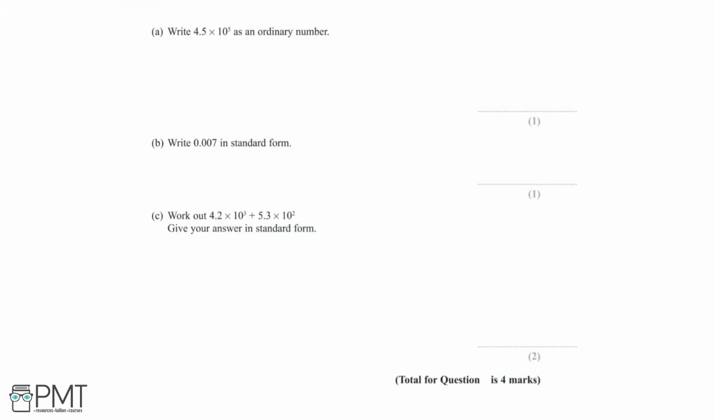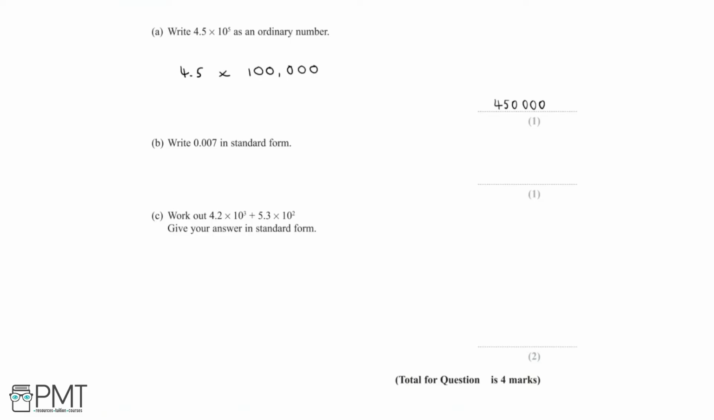In part A, we need to write 4.5 times 10 to the power of 5 as an ordinary number. Now we know that 10 to the power of 5 is equal to 100,000, and so this is equivalent to 4.5 multiplied by 100,000, which is equal to 450,000.